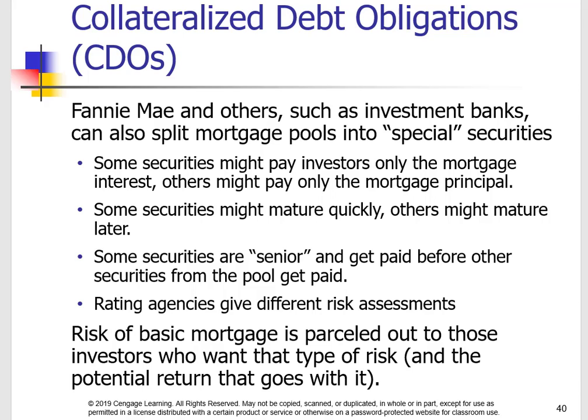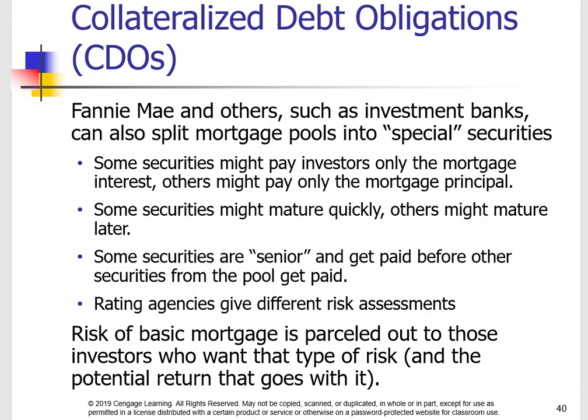So what these companies do is they create things called collateralized debt obligations. Again, they split these pools, and now they're going to split the securities even further. Some securities that they sell might only pay interest. Some might pay only mortgage. Some may mature quickly, others may mature later. Some securities are senior, right? They get paid a little bit before any other securities in a pool are paid.